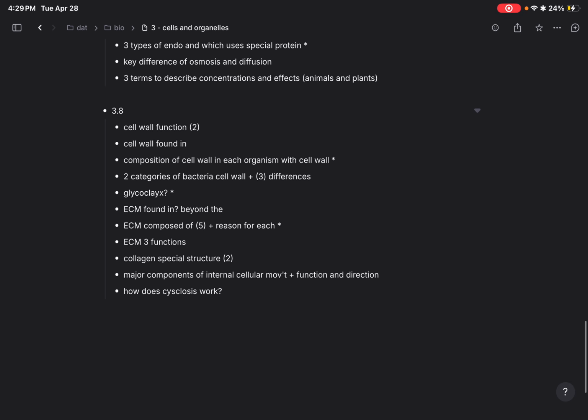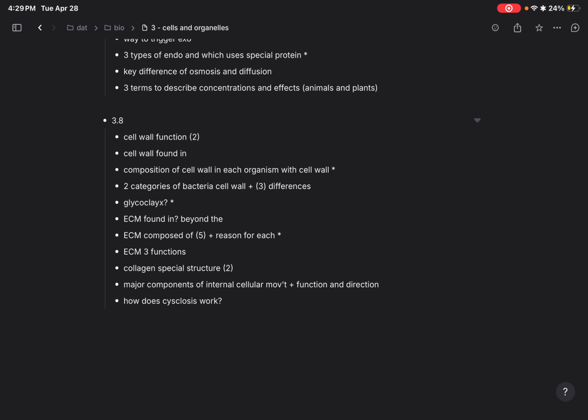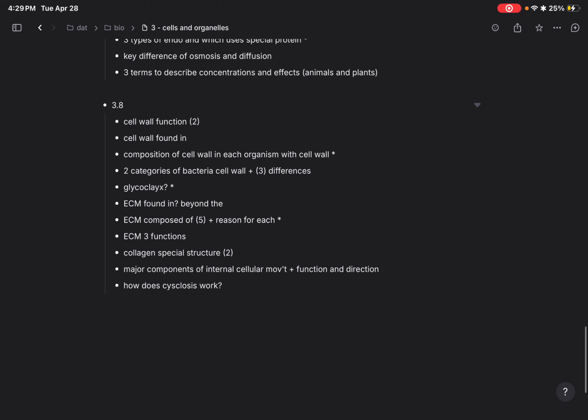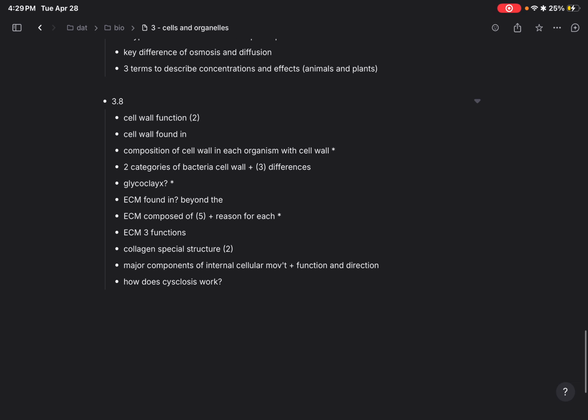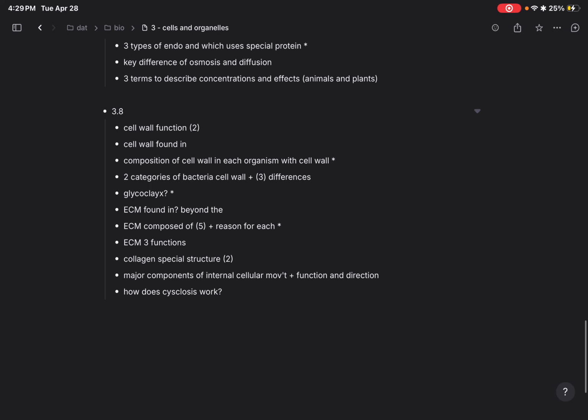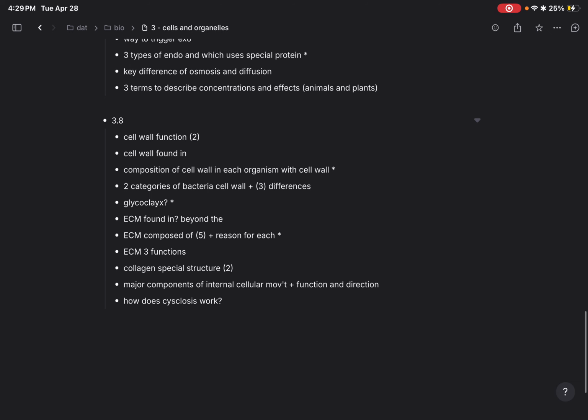ECM is used for cell adhesion, movement, transmitting chemical and mechanical signals, and support. Okay, it's going to end right here.